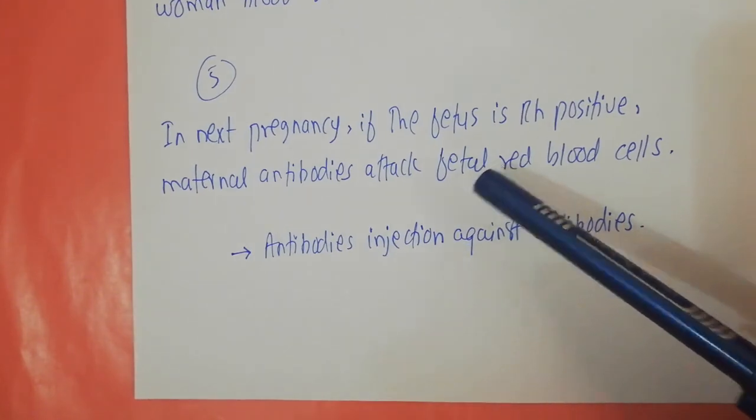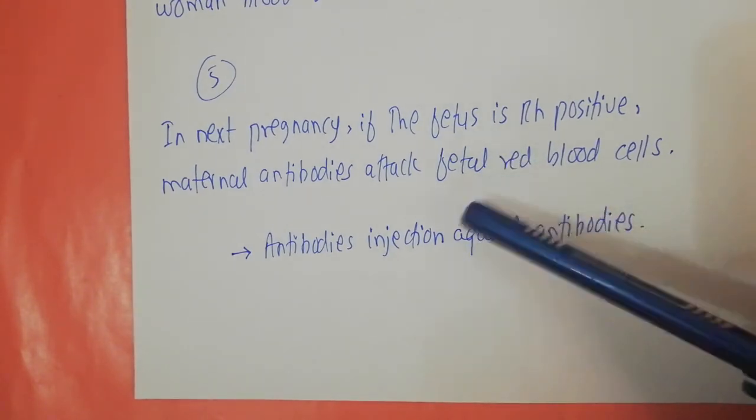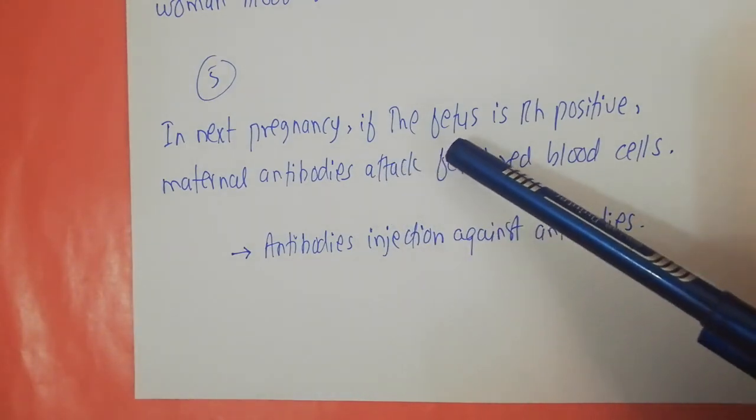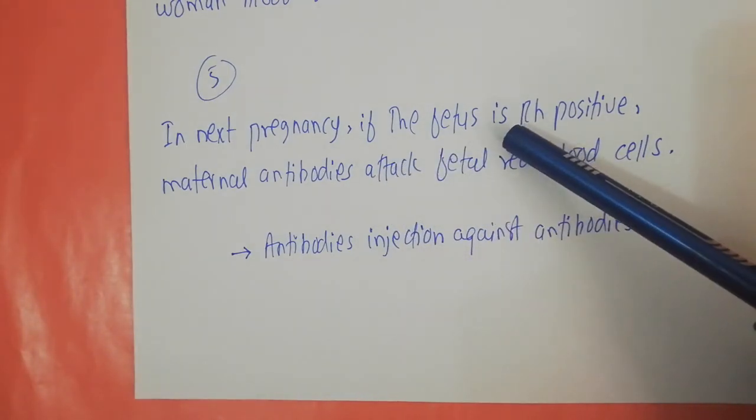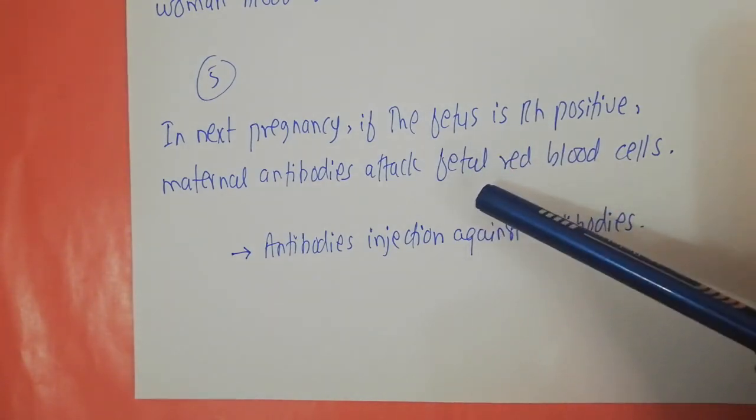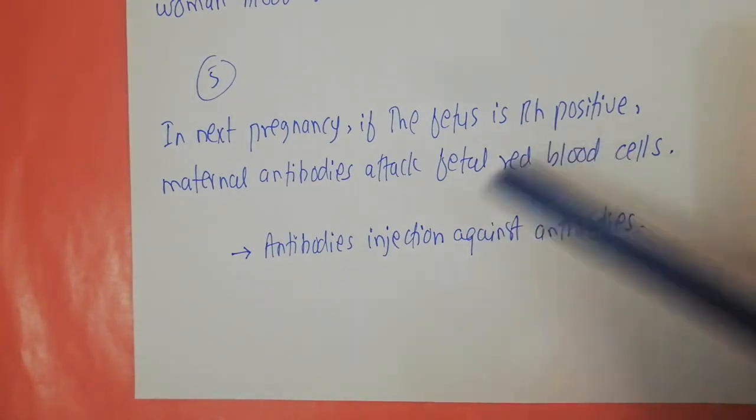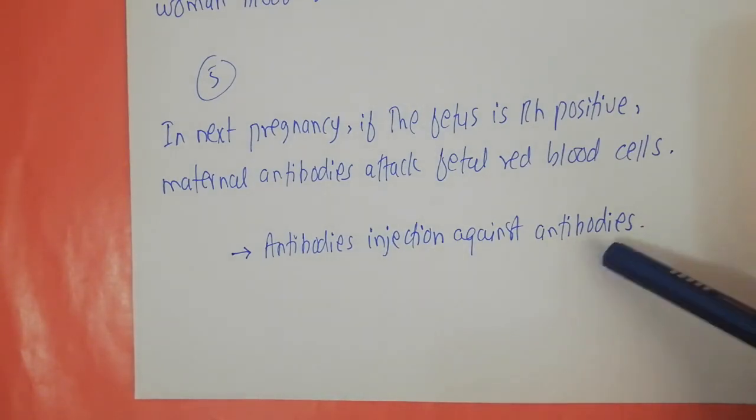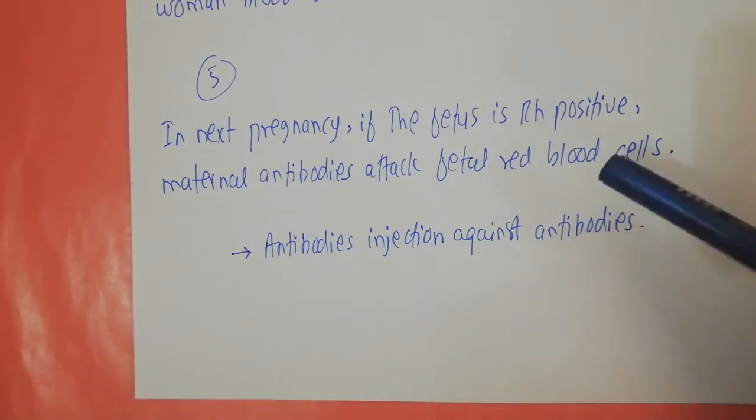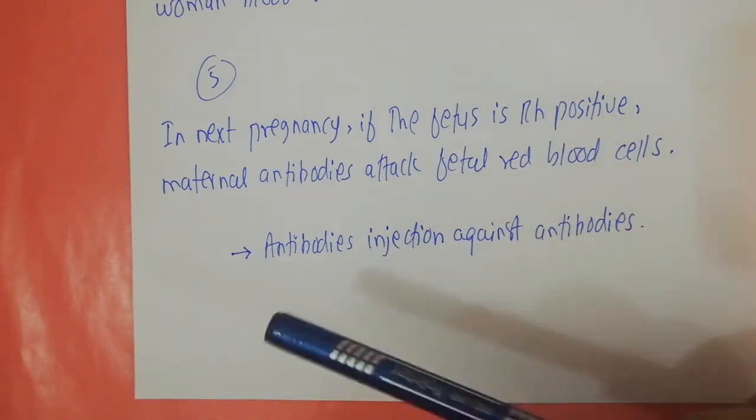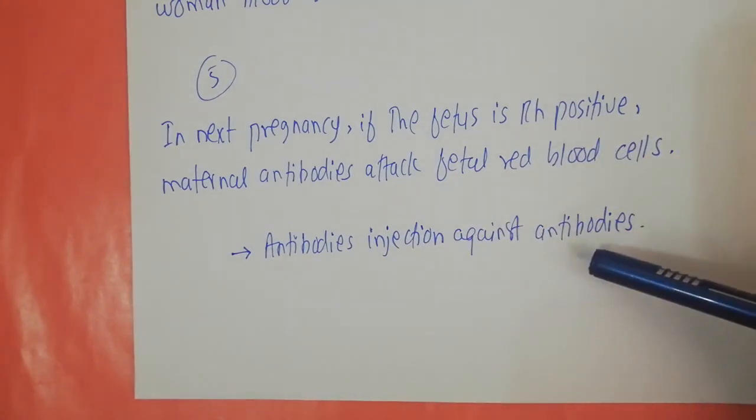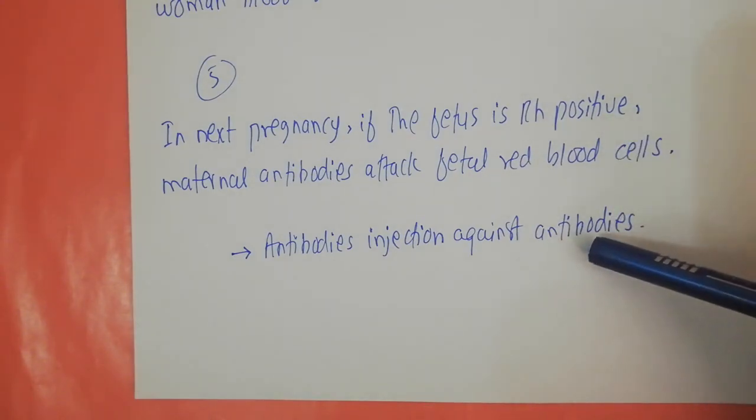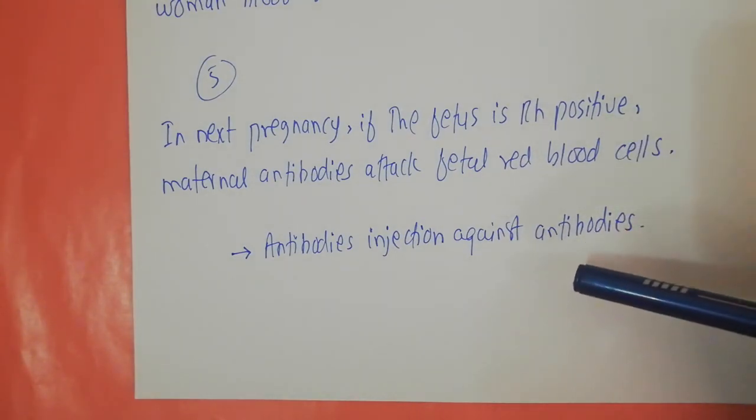Now, in developed countries, this is not a problem, because when the mother is sure that her blood group is negative and she can conceive an Rh positive fetus, she is injected with antibodies against the Rh positive factor. When these antibodies interact with the antibodies produced against the Rh positive factor, they are neutralized, so the fetus is no more at risk.